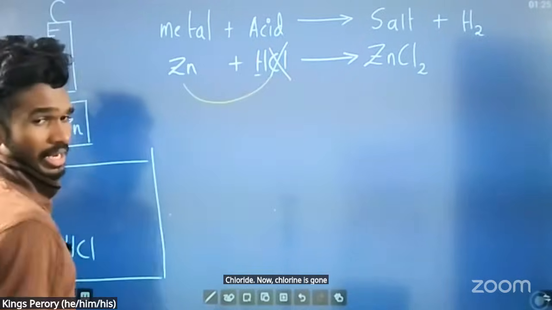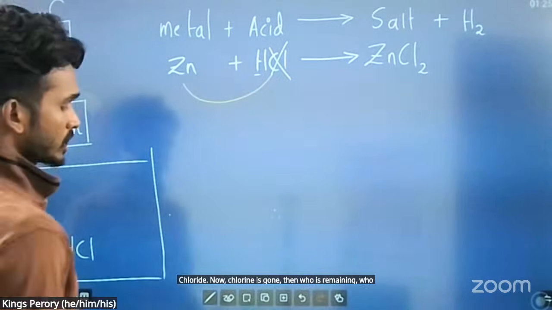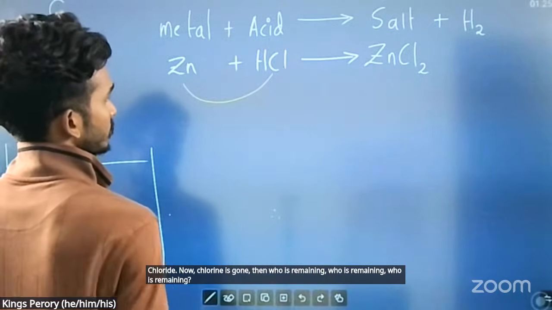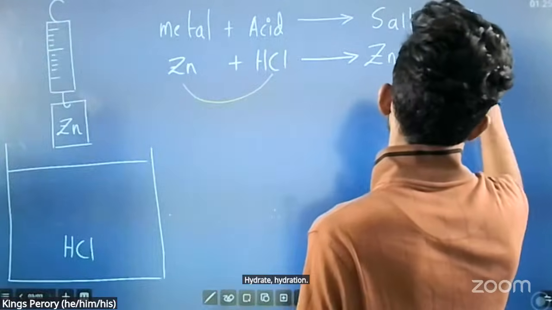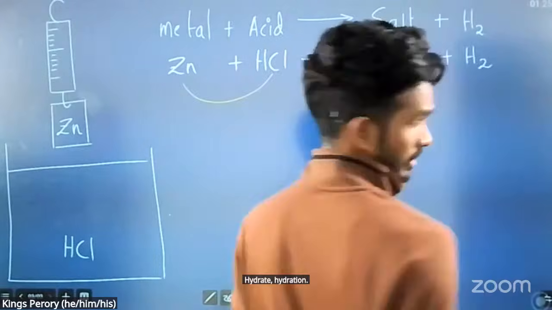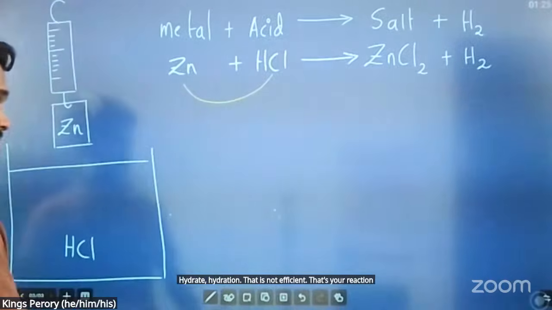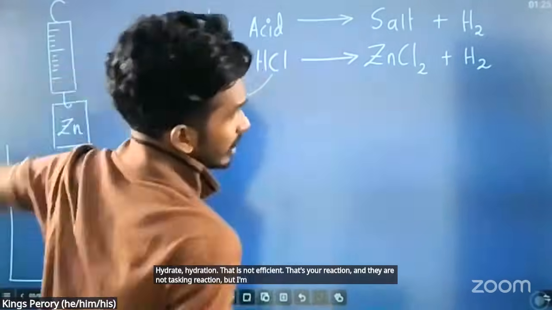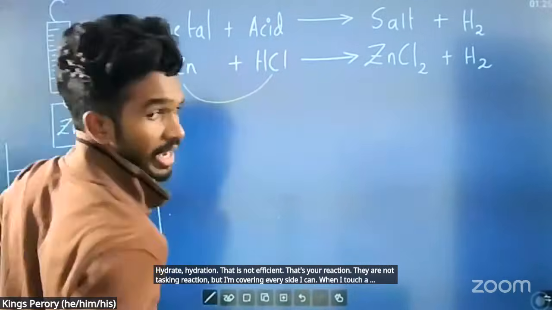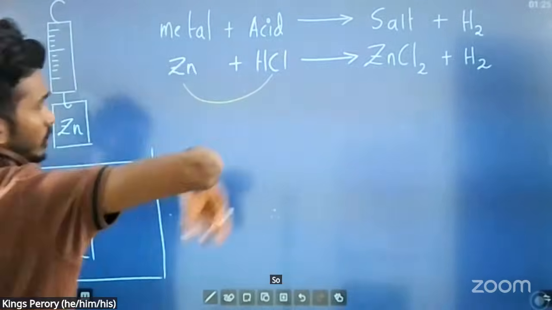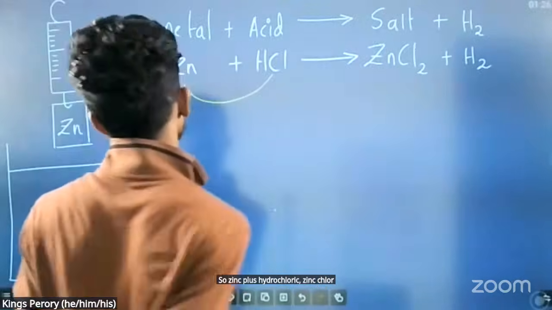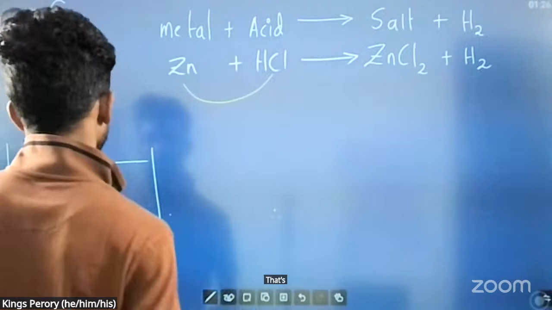Now chlorine is gone. Then who is remaining? Hydrogen. That is what is released. That's your reaction. Now they are not asking reaction, but when I touch a question, I'm trying to cover every side I can. So zinc plus hydrochloric acid gives zinc chloride plus hydrogen gas.